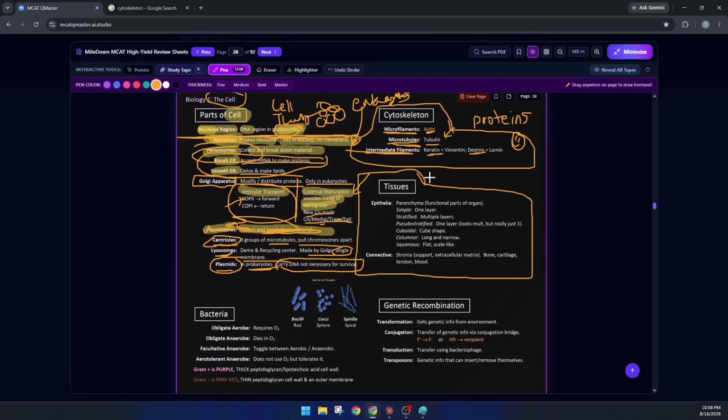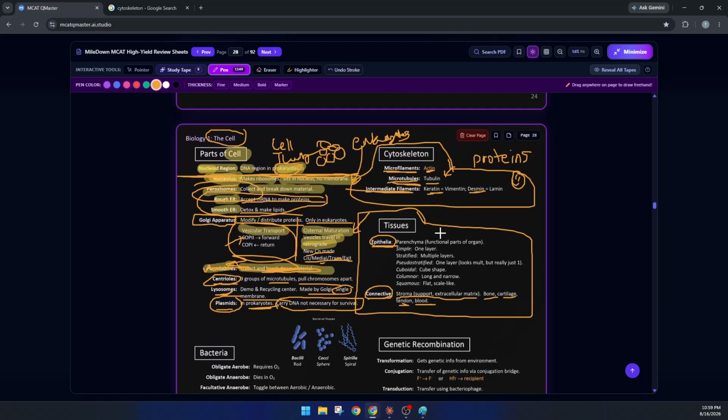Tissues. So you have epithelial tissue, or epithelia, and then connective tissue. Those are the two main. And so what is connective tissue? It involves your stroma, which is support: extracellular matrix, bone, cartilage, tendon, and blood. So your blood is also a connective tissue, right? And then learning about epithelial tissue is basically you just have to memorize the layers of the epithelial tissue. And usually functional parts of organs in your body are made up of epithelial tissue, and those functional parts are also known as parenchyma.